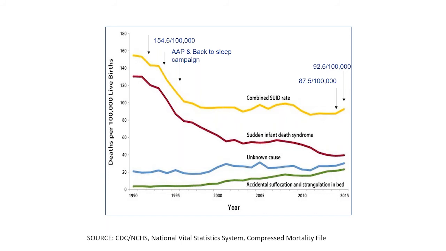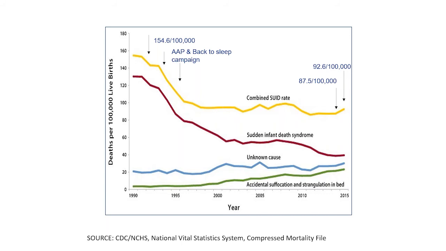However, in the early 2000s, we see an increase of the combined SUID rate, while the sudden infant death syndrome is decreasing. And this is primarily due to death from unknown causes and accidental suffocation and strangulation in bed. The incidence in the United States currently is 92.6 per 100,000 births.